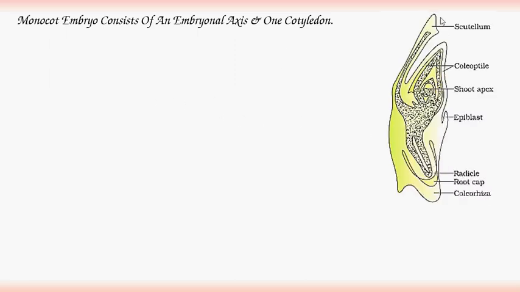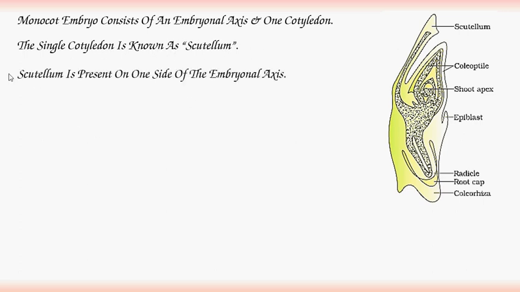Structure of the monocot embryo. The monocot embryo consists of an embryonal axis and one cotyledon. So this is the diagram. It has only one cotyledon. That cotyledon in monocots is called the scutellum. The single cotyledon is known as the scutellum. The scutellum is present on one side of the embryonal axis, only one side.